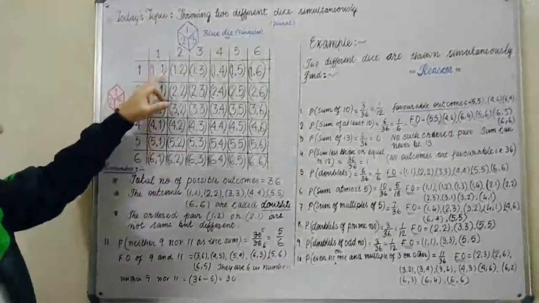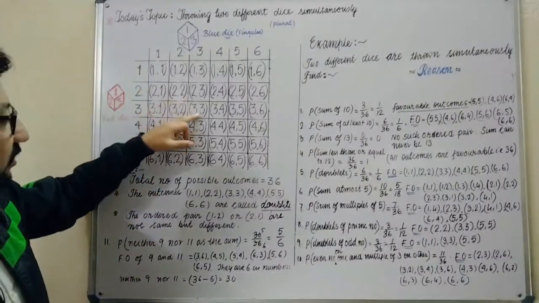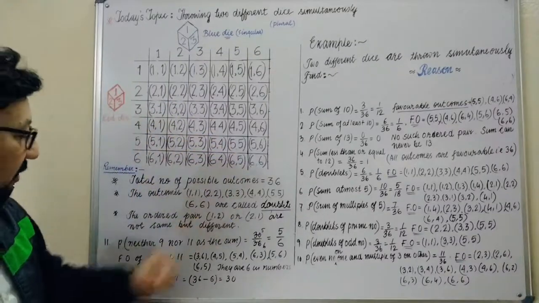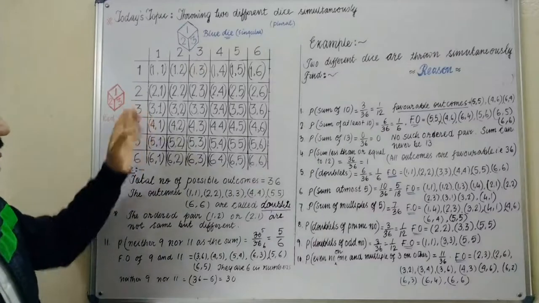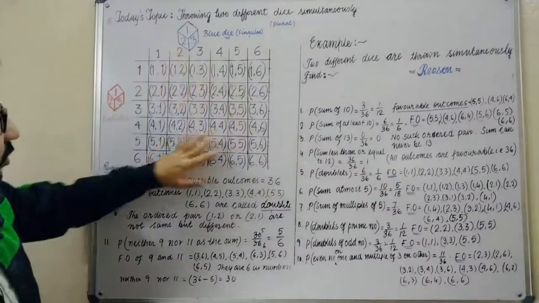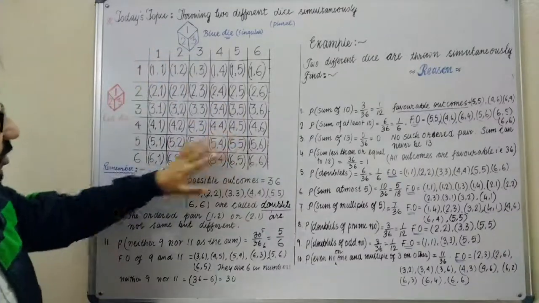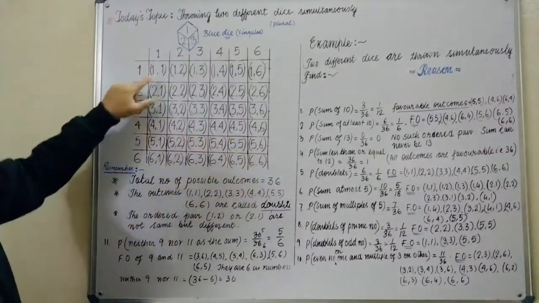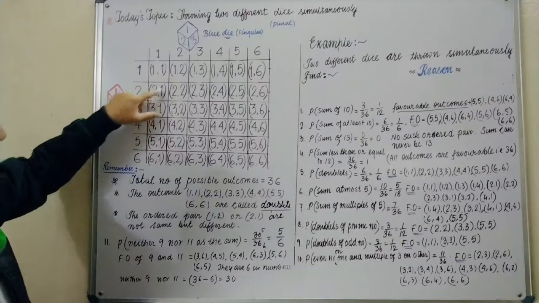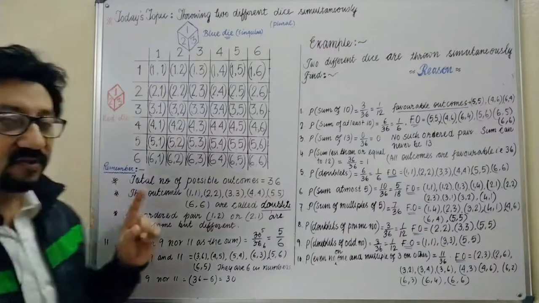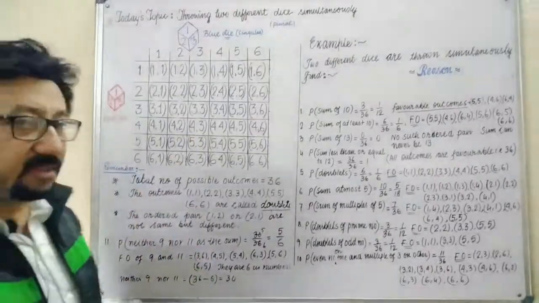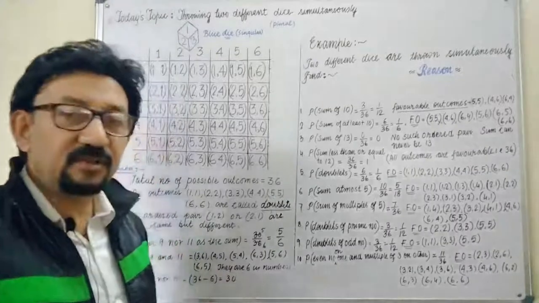The outcomes (1,1), (2,2), (3,3), (4,4), (5,5), (6,6) are called doublets. These are all called ordered pairs. The total number of ordered pairs is 36. The ordered pairs (1,2) and (2,1) are different. They should not be considered the same ordered pair. Remember this. Now I am giving you an example on this concept.